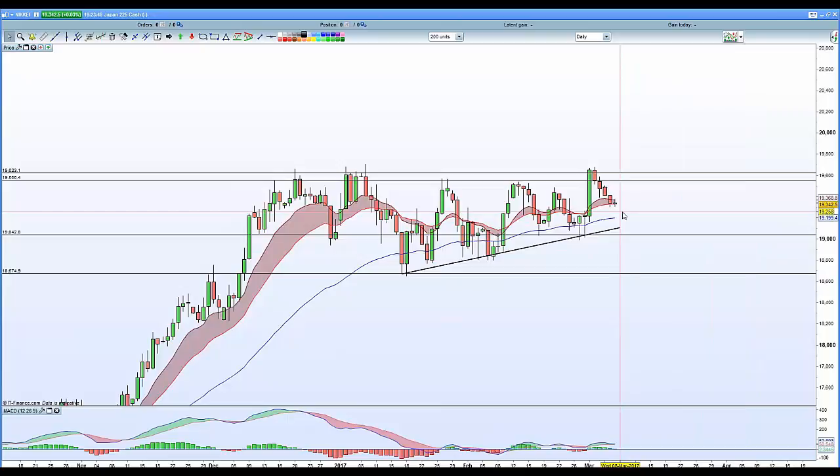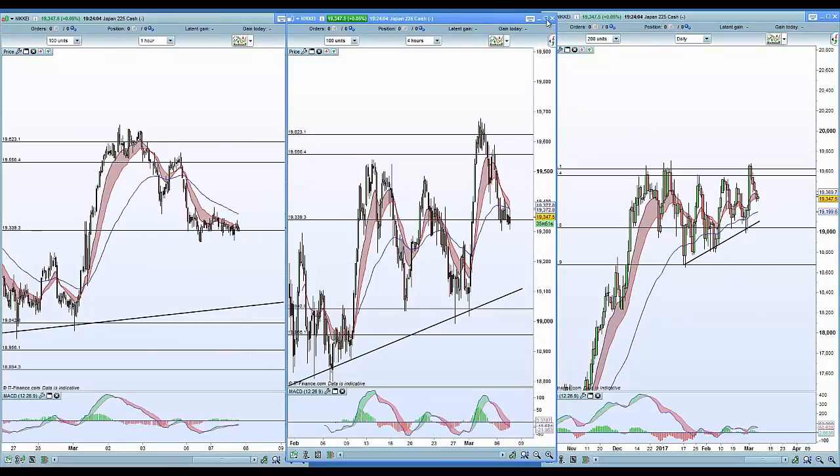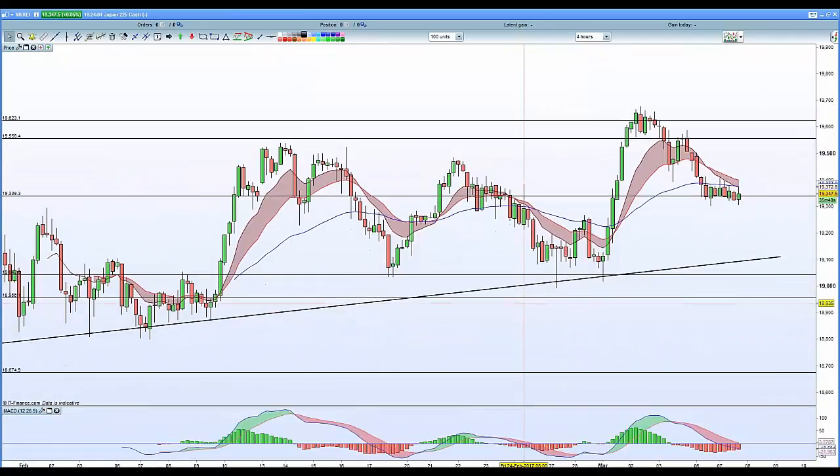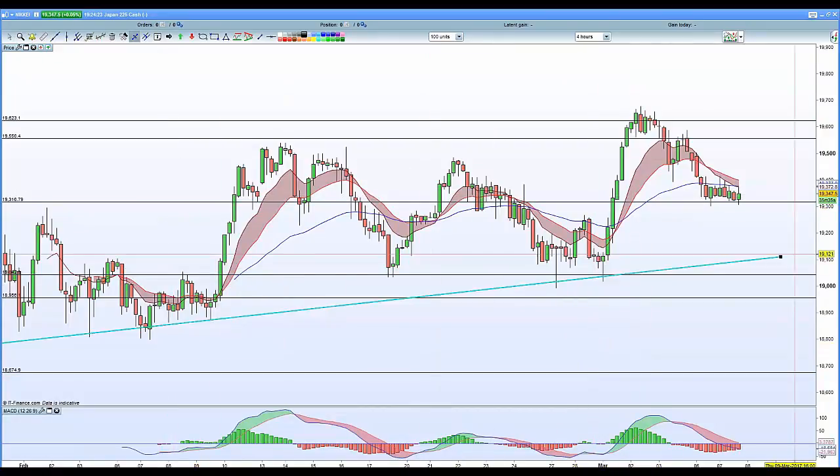So I would say it's more consolidating right now. We're in the middle of nowhere. You see the moving averages are bunched up, and we're in the middle of this range between 19,000 and 19,650. So just be a bit careful when you're trading within a range. If you go to a shorter-term chart, you can see that there's a very short-term support near the 19,300 area. This line I drew. In fact, you can adjust it slightly downwards, somewhere here. Okay, the short-term support is here.